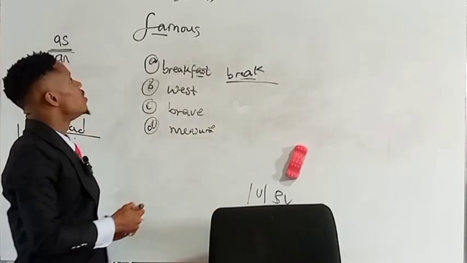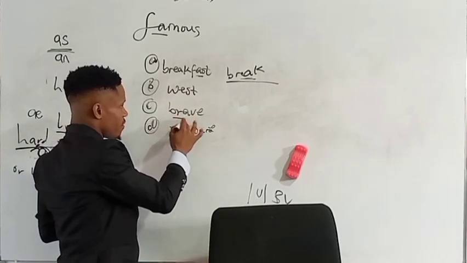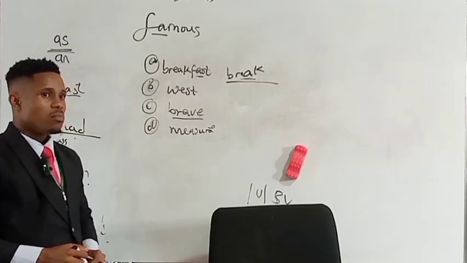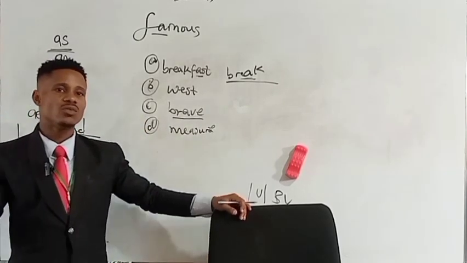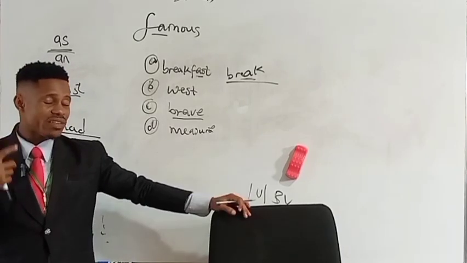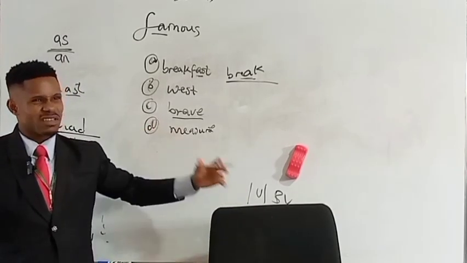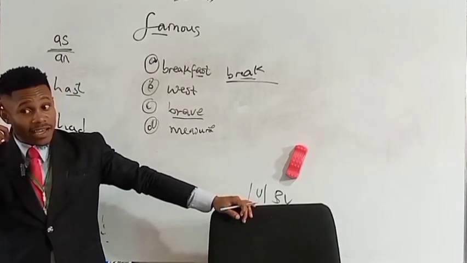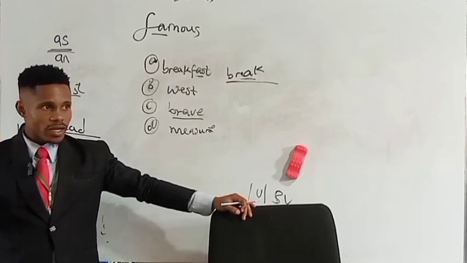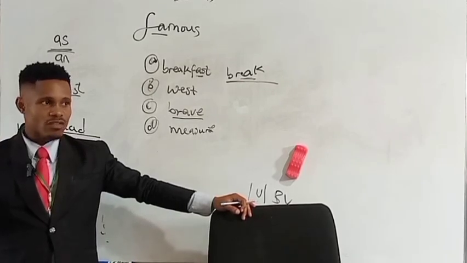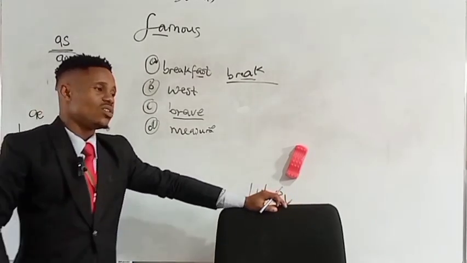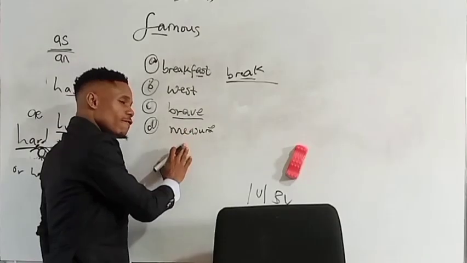And then we now have brave. Brave. This is still A. You understand? But then keep pronouncing it. You will see that in brave something is obstructing the A. Brave. You can hear the A. Brave, brave. It's not coming out as waste. We have measure.